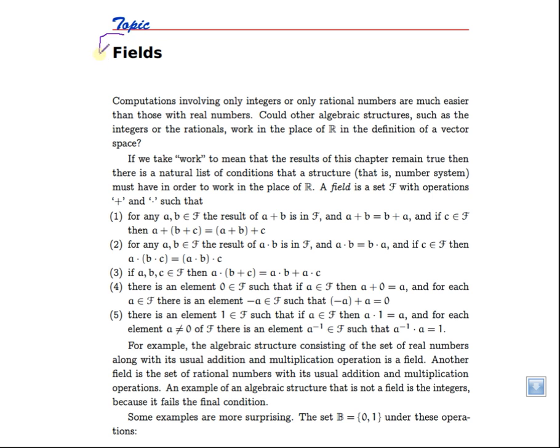Now, I'm not actually going to cover this, but I would like to point out that a field is a mathematical structure. And in the vector spaces that we've looked at, the constants have all been real. All the vector space axioms have involved real constants. So in our vector spaces, all the constants have been real.